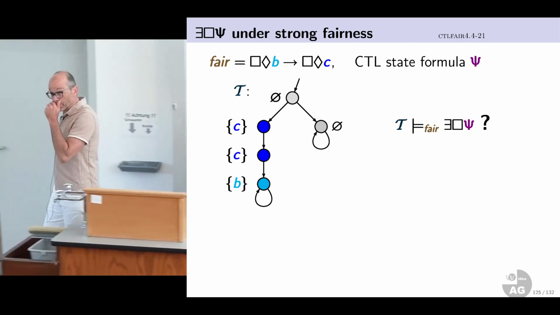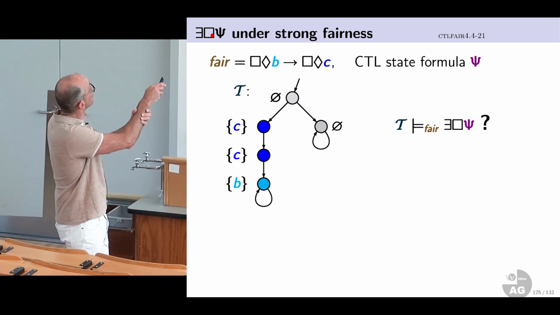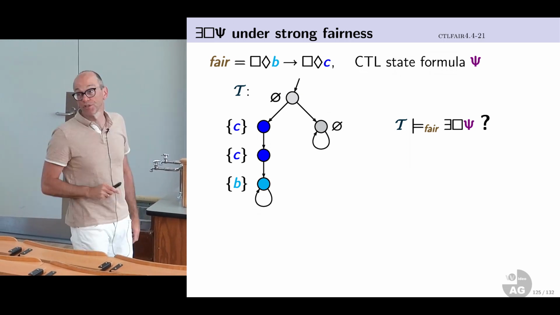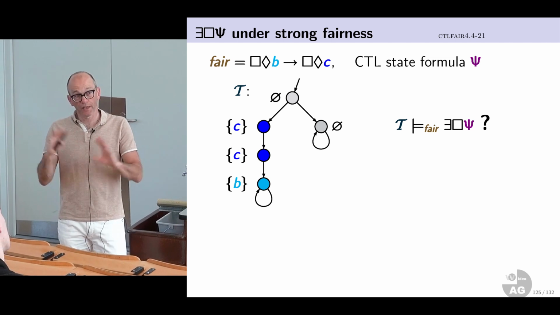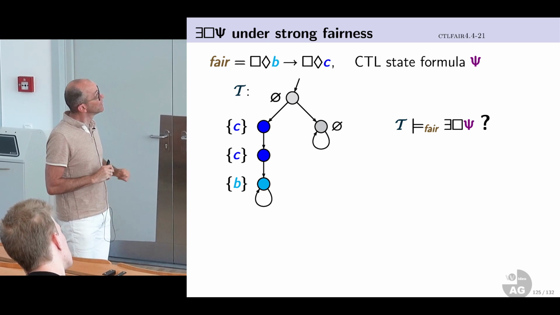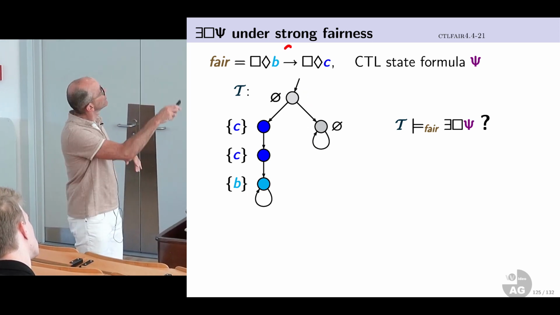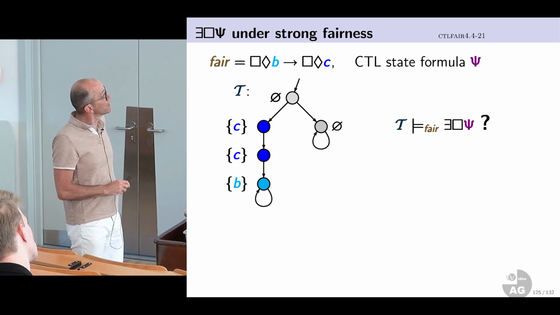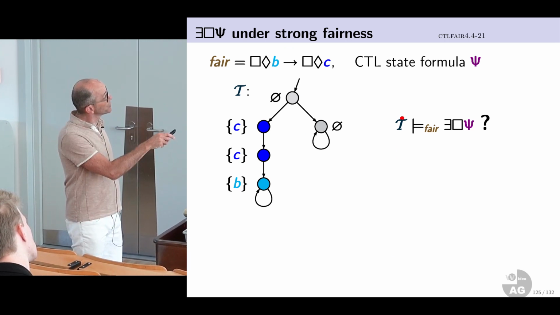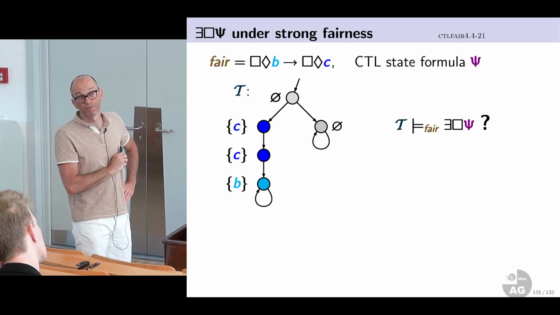Good. So let me explain this principle. Suppose I have a formula of the form existentially box with an arbitrary CTL state formula. So psi is some kind of nested CTL state formula. And this is my transition system. I have some fairness assumption, in this case a strong fairness assumption. And I'm interested in checking whether my transition system satisfies, under this fairness assumption: does there exist a path which only visits states satisfying the CTL state formula psi?